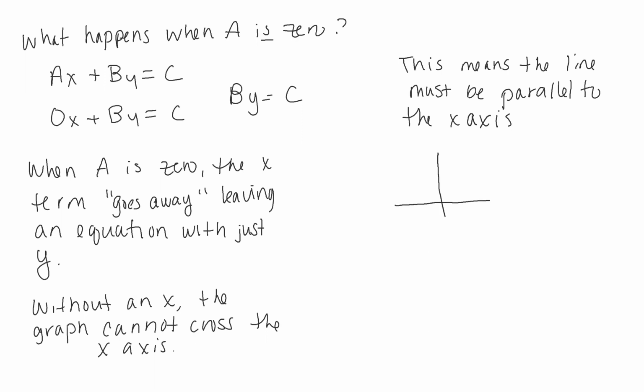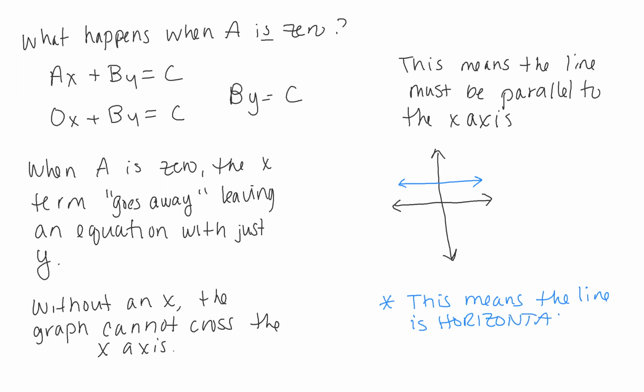So let's look at what that means. I've got my Cartesian plane, and I've got a line. It has to be parallel to the x-axis, but still go through the y-axis. That means we have a horizontal line, okay? So this means the line is horizontal. All right, so let's just do a quick recap.